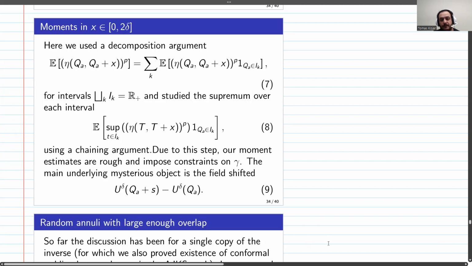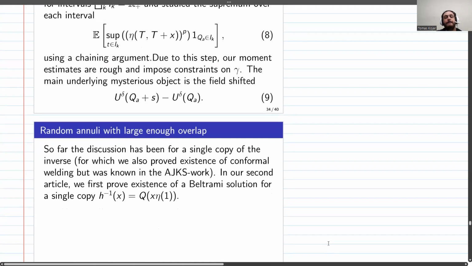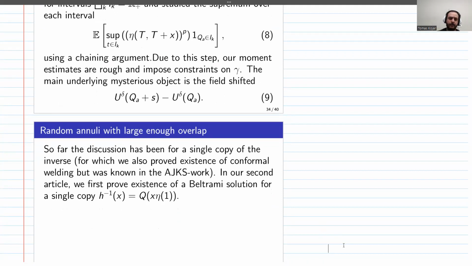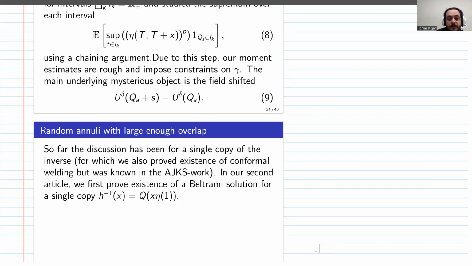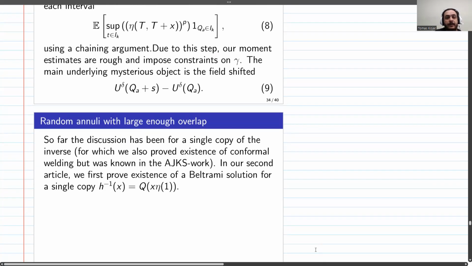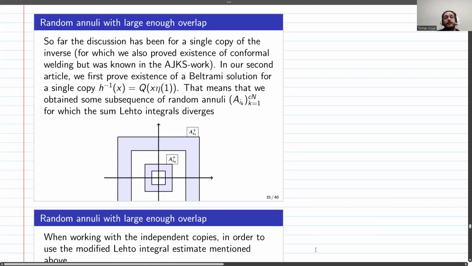Okay. So let's finish up by talking about one of the last parts of the article. In our second article, we proved existence of a Beltrami solution for the single copy first. A lot of the first part of the article went towards that, even though it was known already from the AGKS work that H inverse gives the Beltrami solution, and that gives a conformal welding solution. So that wasn't the unknown part here. We made a choice of random annuli that helped us obtain that this is a Beltrami solution.